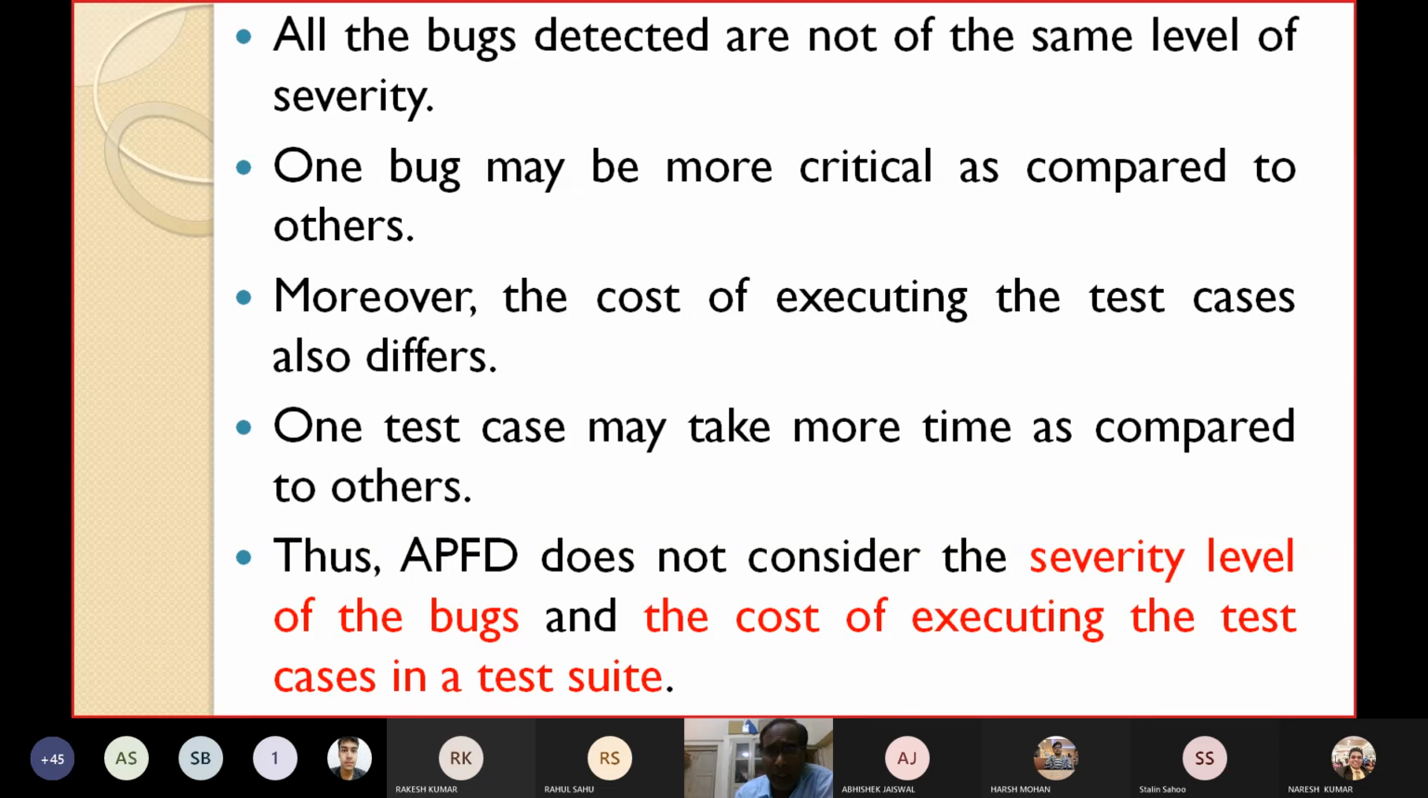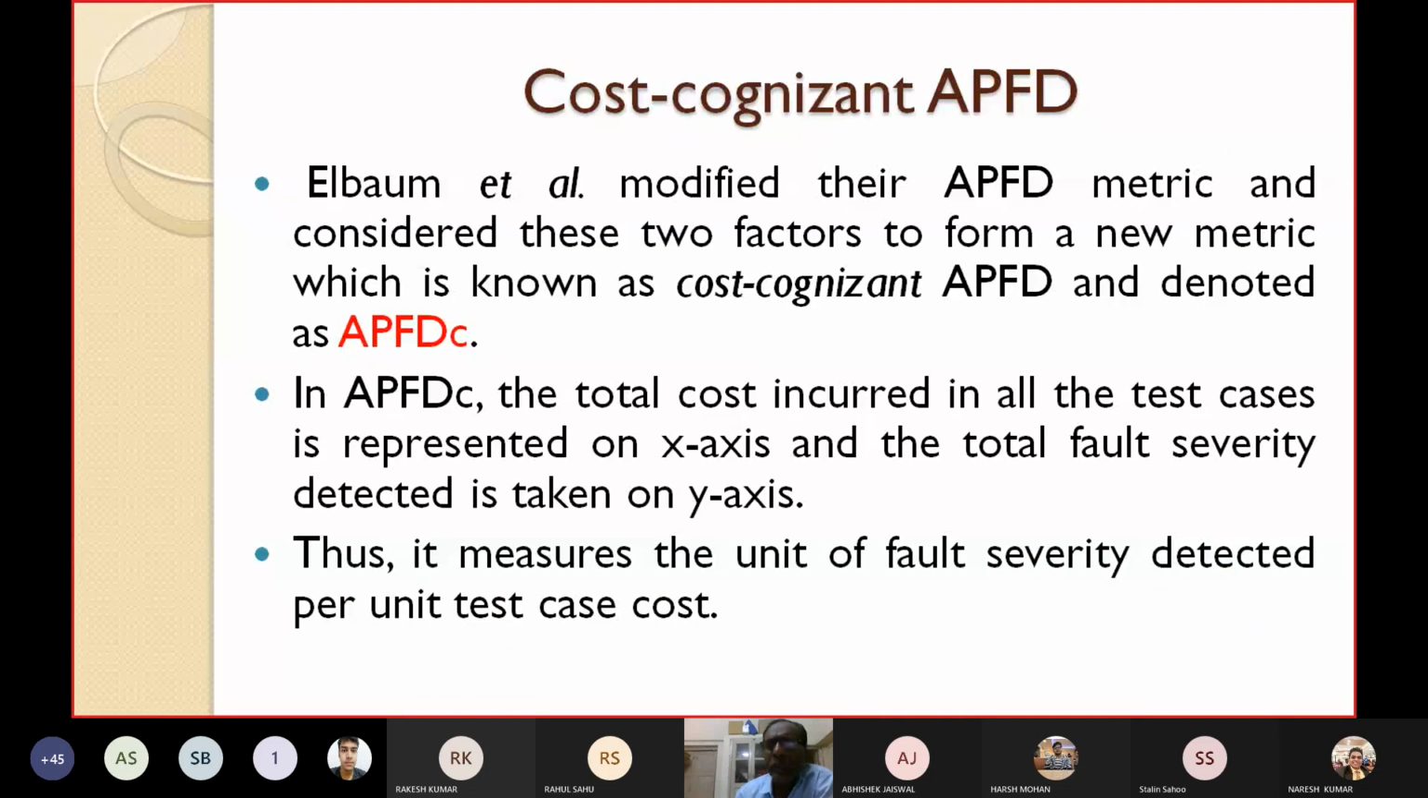So the solution is, recently people are using another metric called APFDC. It stands for cost cognizant APFD and is denoted as APFDC. In APFDC, the total cost incurred in all the test cases is represented on the x-axis and the total fault severity detected is taken on the y-axis. Thus, this new metric APFDC measures the unit of fault severity detected per unit test case cost.